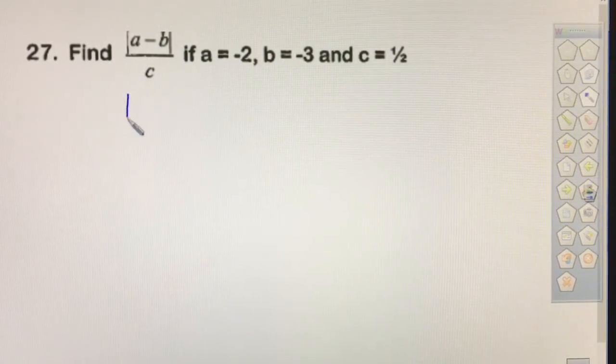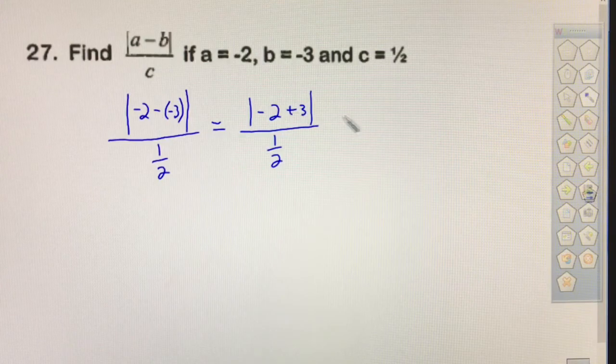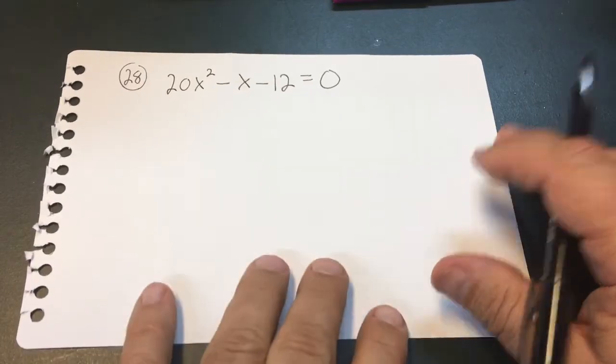I want to evaluate the absolute value of negative 2 minus negative 3, all over 1/2. That's going to give me negative 2 plus 3 all over 1/2. That's going to give me 1 divided by 1/2. And I'm not going to do anything fancy with this. I'm just going to do 1 divided by 1/2. And now I'll do my old school KFC, which is going to give me 1 times 2 over 1, or just 2.